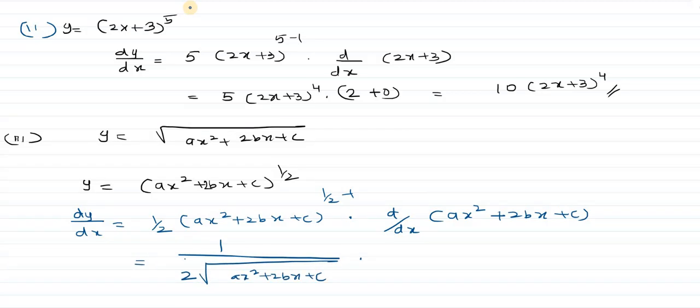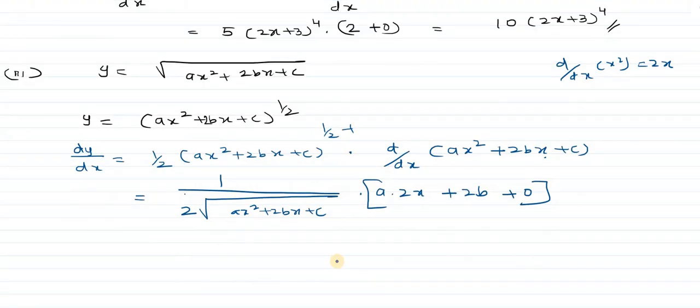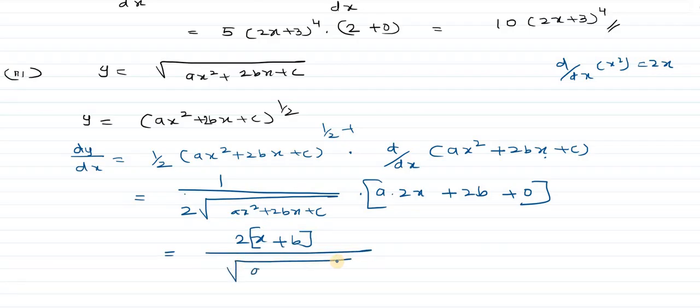Here, differentiation of ax square is what? Try to recollect. x square gives 2x, correct? So it will be a into 2x. 2b is a constant; when you differentiate x, it is 1. c is a constant, so when you differentiate it, 0, because there is no x over there. So 2x, 2 you can take outside: x plus b divided by under root ax square plus 2bx plus c.